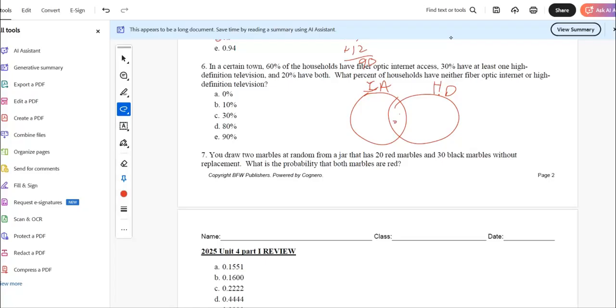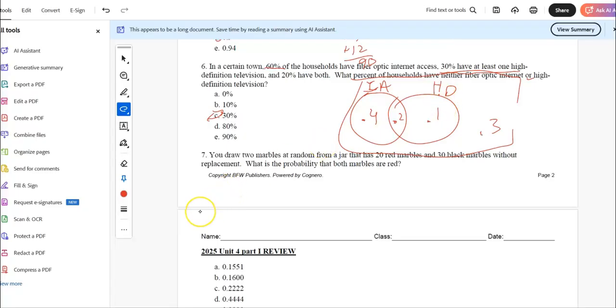So 20%, so 0.2. 30% have high definition, so that's 0.1. You have to be careful. You have to subtract out the overlap. That's why I did it that way. And 60%, but you got to subtract out the 0.2, so that's 0.4. And I don't know if they're going to ask about it, but I'm going to fill out the rest. 0.6, 0.7, so 0.3 is left over. It has to add up to 100%. Neither, probably should say nor there. I'm just guessing, and so that would be 0.3 or 30%.